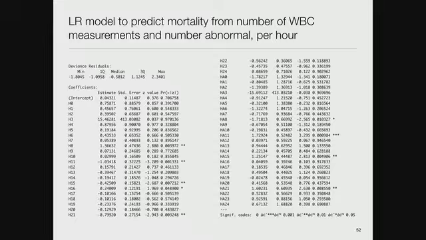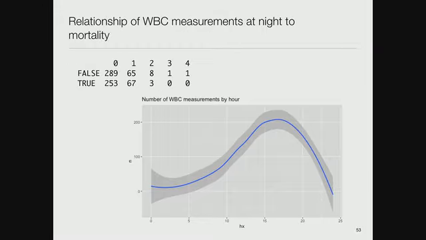Because you wouldn't expect that at 8 o'clock in the morning, the fact that you had something measured matters, but at 9 o'clock in the morning it doesn't. That doesn't seem sensible. So I don't think there's enough signal here. And in fact, when I looked at the number of white blood count measurements at night and related it to mortality.